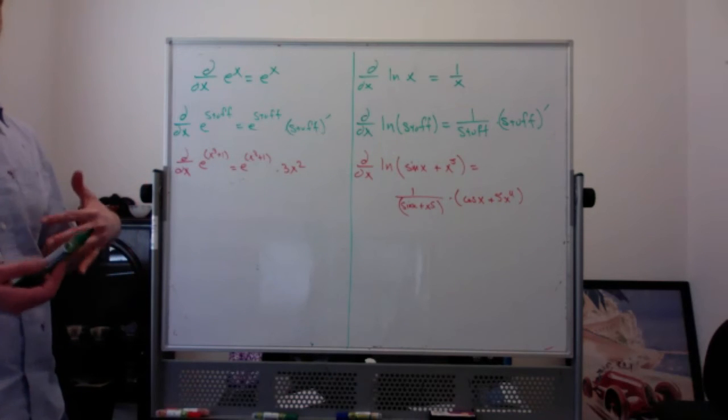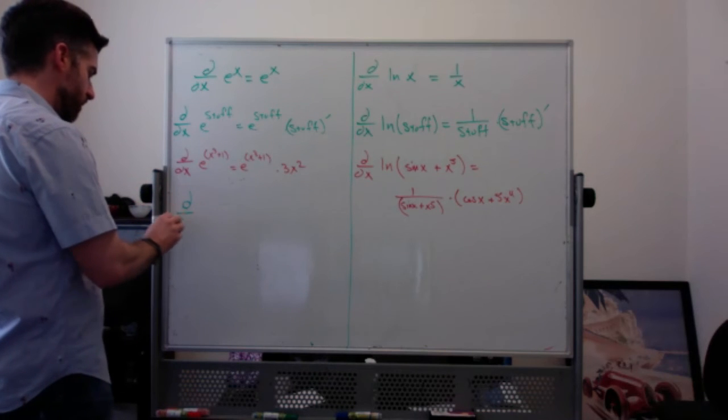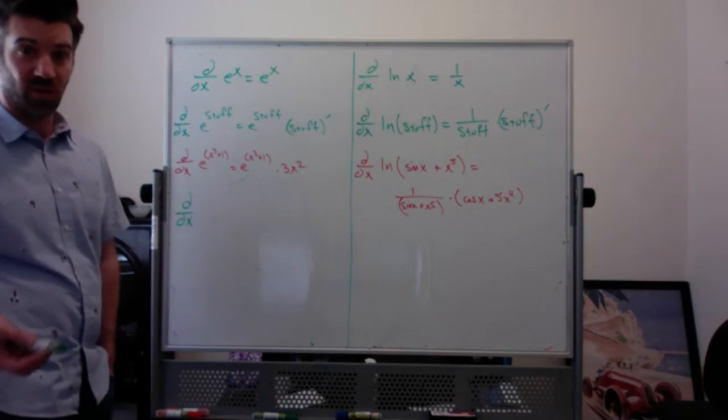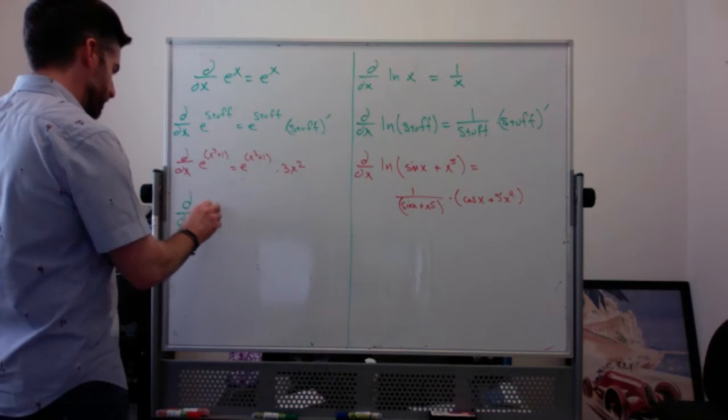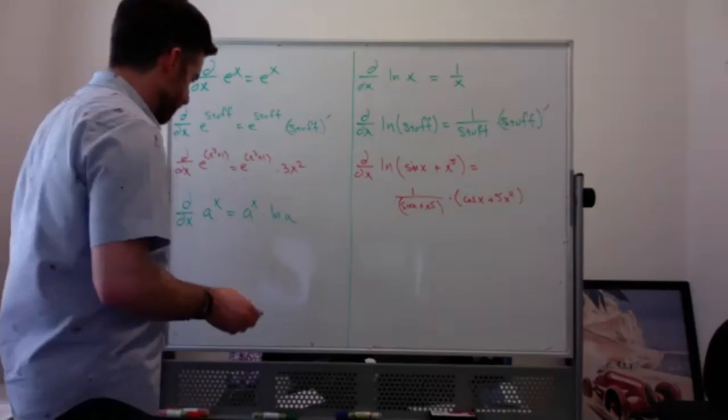All right, and then we're going to repeat all of these except for logarithms with a different base, so a non-natural base. For example, the derivative of, I'm just going to use the general a to the x, is a to the x times the natural log of a.